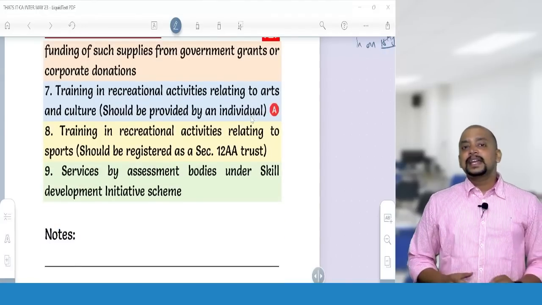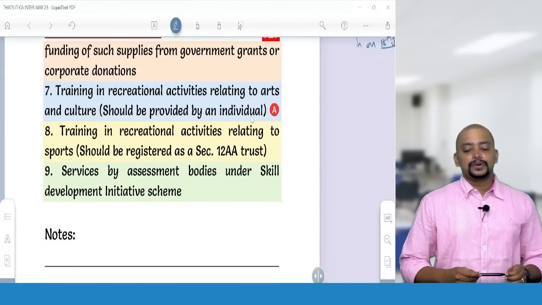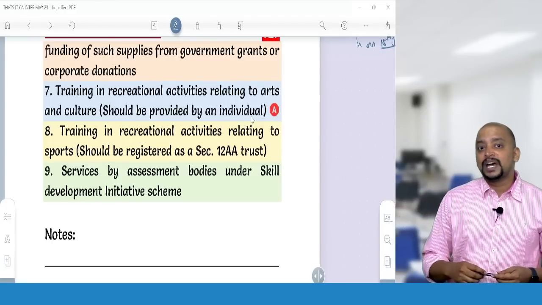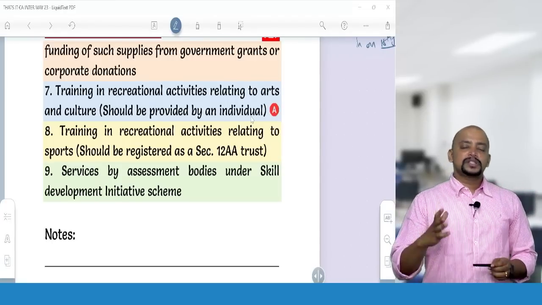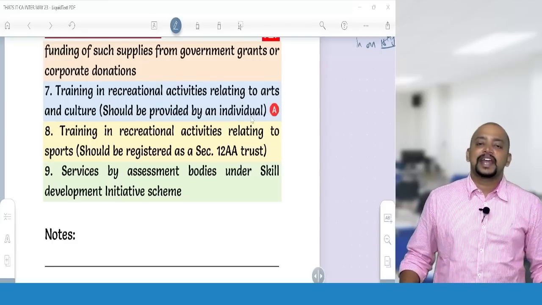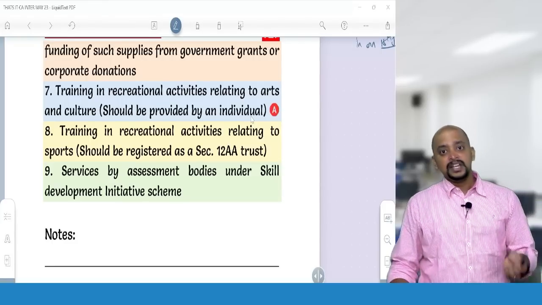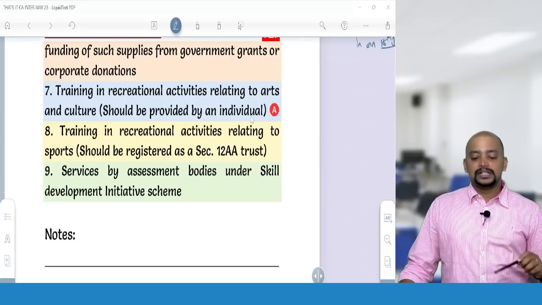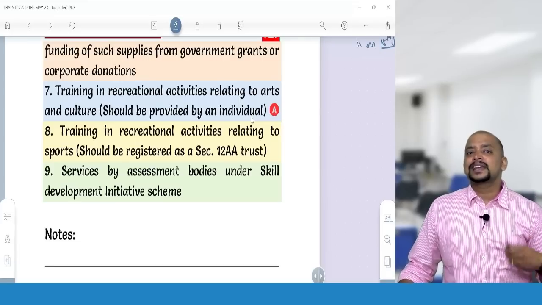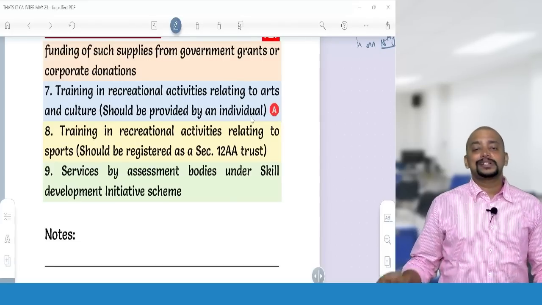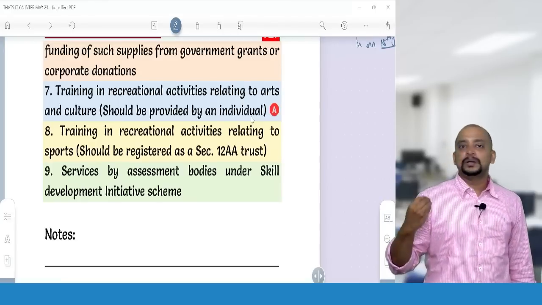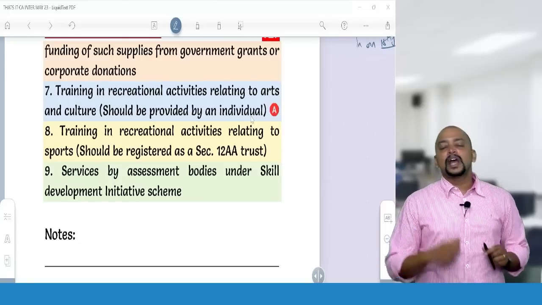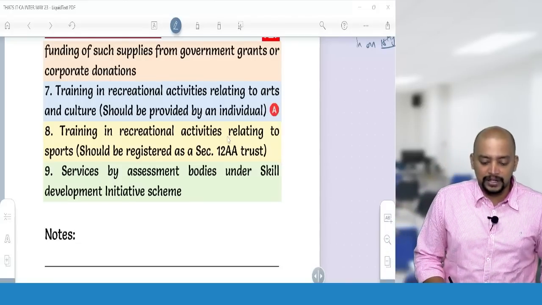Then training in recreational activities relating to arts and culture. This training should be provided by an individual only. Suppose there is a martial arts academy run by an individual, it is exempted. If it is run by a partnership firm, then it will be taxable. Same way for culture, so arts or culture. Then in case of sports, the sports academy should be registered as a trust; only then the money collected will be exempted. If the sports academy is not registered as a trust, then the amount collected will not be exempted, it is taxable.